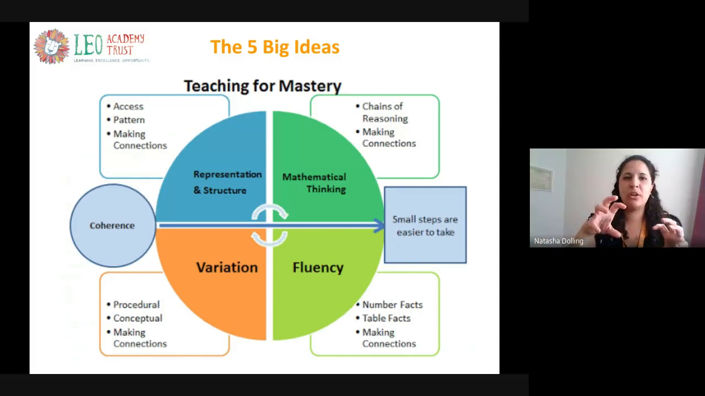If not, this is what the snapshot of teaching for mastery looks like, and what all teaching for mastery schemes are based on. What I'm going to do now is go through each of these 5 ideas in a lot more detail, and with some examples as well.